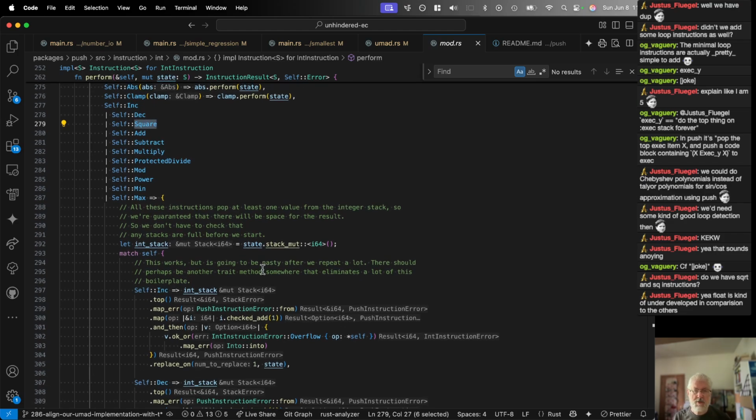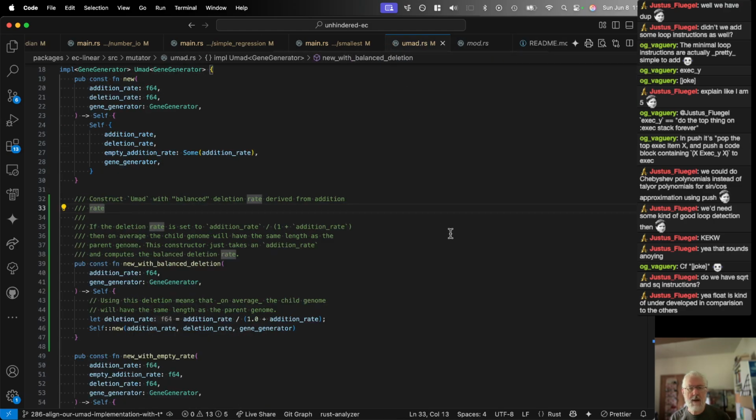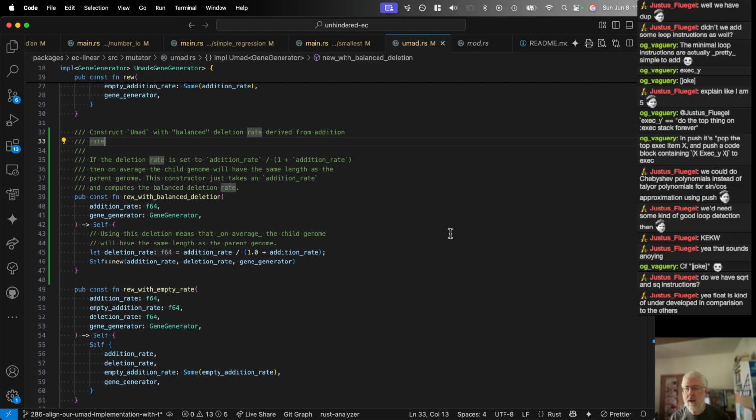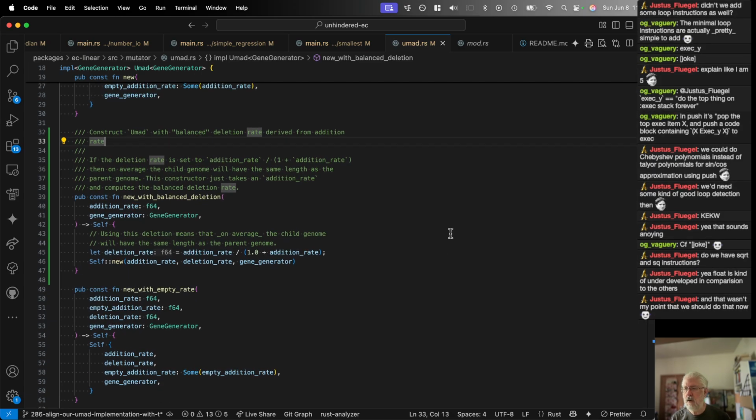But again, since we were talking about rearranging the whole push interpreter, it wasn't clear that we wanted to put a lot of work and effort into that. Blah, blah, blah. Yeah. What time is it? Oh, it's 11:14. Okay. Is there anything else on this UMAD change that needs to happen, or do we think this is good? Yes, I'm definitely not suggesting we do it now. But it's good to ask.